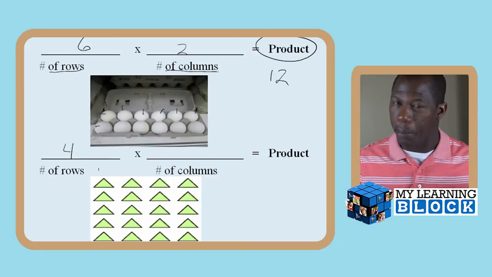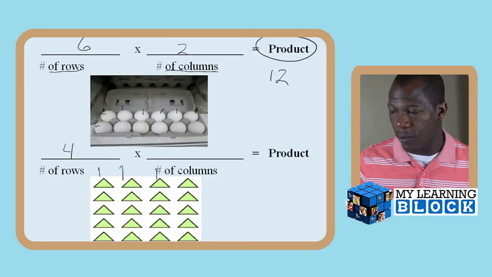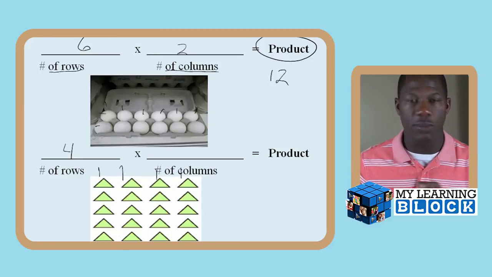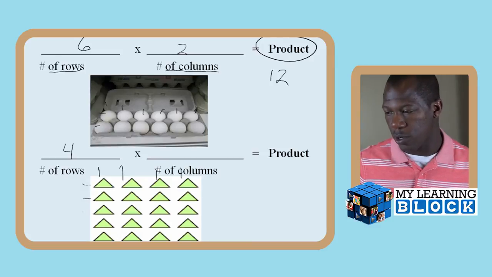And remember, this is the part where they sometimes, when they have their rows, they're like 1, 2, 3, 4. I got my rows. But they'll forget to add this one for the columns. Don't allow them to do so. So we're gonna go 1, 2, 3, 4, 5. So the number of columns, there are 5.